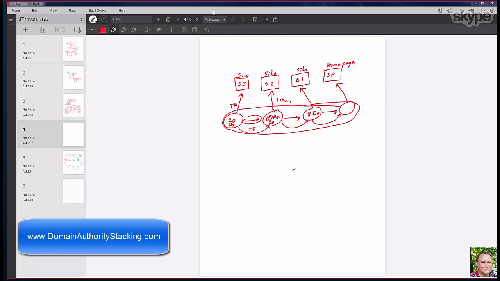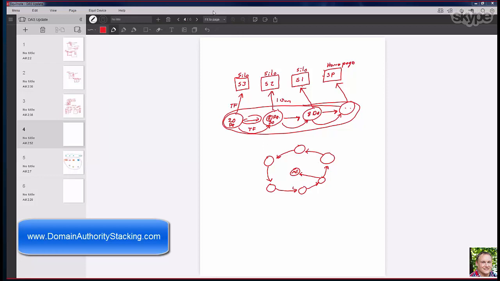Okay. So a typical link wheel is going to look like this. You're going to have, and I'm sure people have seen plenty of this around the web, Fiverr. They're going to link there. It's going to link there. And they're going to link there and there, and there and there. And then they're all going to go straight to the money site.